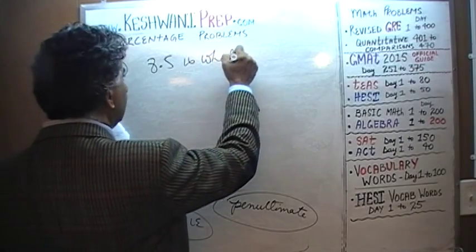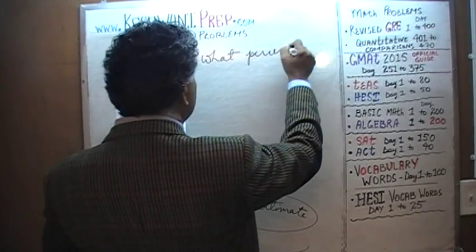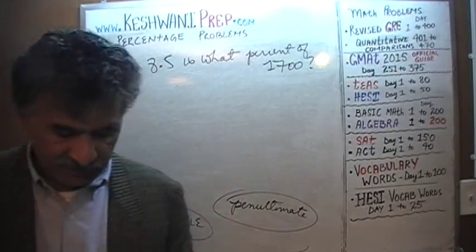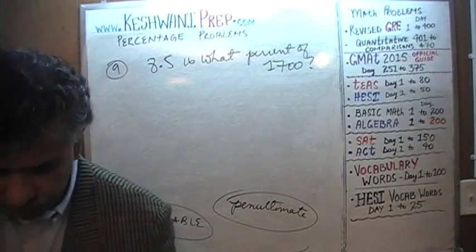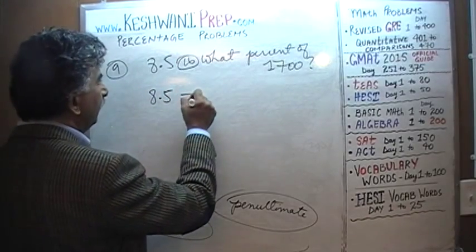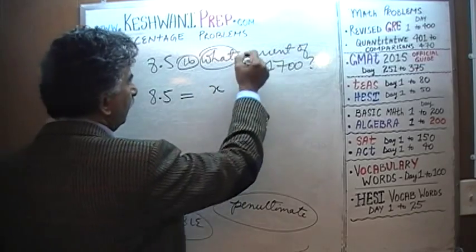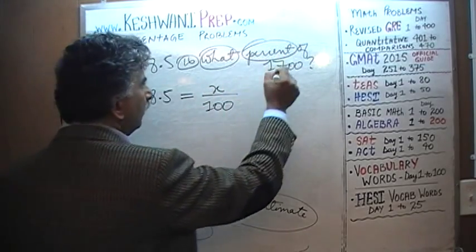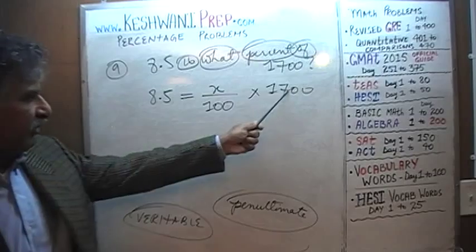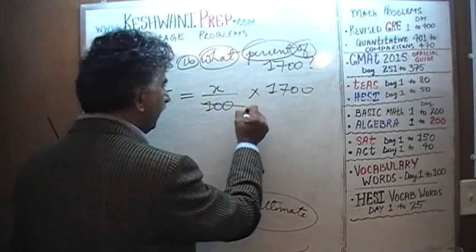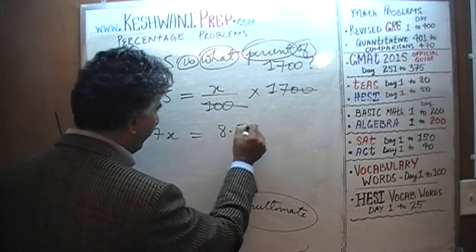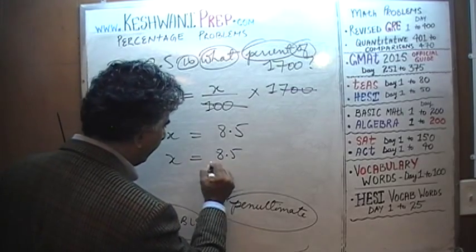Number 9. 8.5 is what percent of 1700? The question is, 8.5 is what percent of 1700? Let's see what we can do here. 8.5 is means equal, what is our unknown, percent means over 100, of means times, and then 1700. Let's divide top and bottom by 100. 100 goes away and this becomes 17. So we end up with 17x equals 8.5, and therefore x equals 8.5 over 17.